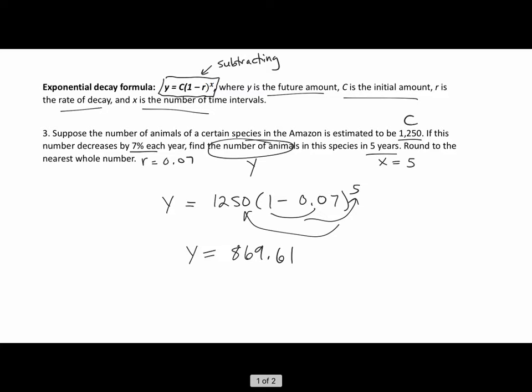But if you're looking at exponential decay, you could generally round down. So the whole number here, I'm going to look at the decimal, and it's a 6, so I am going to go up to 870 for the number of animals in the Amazon for this species after 5 years.